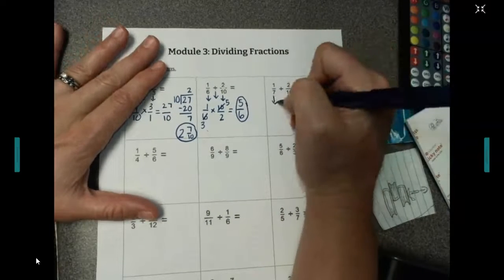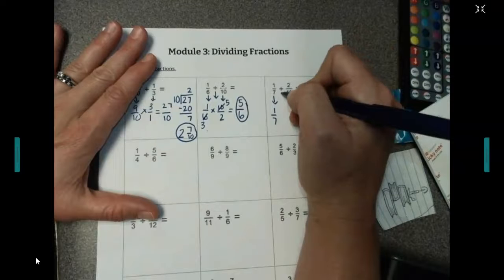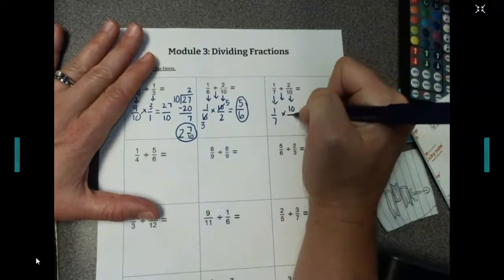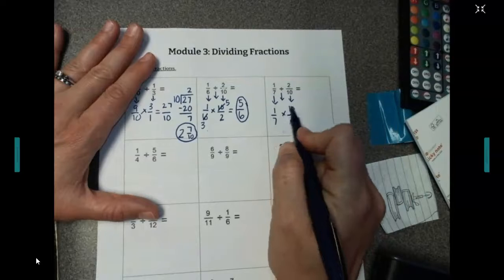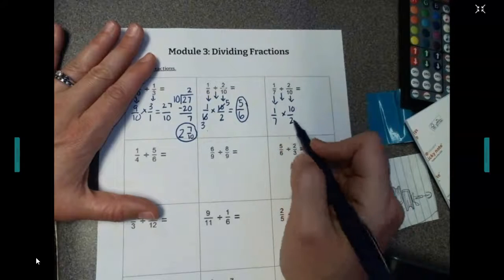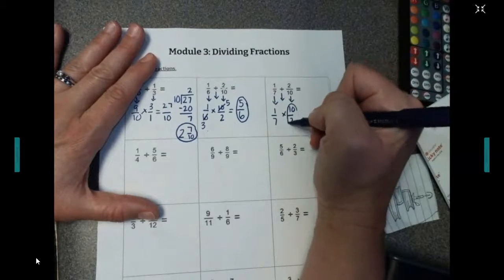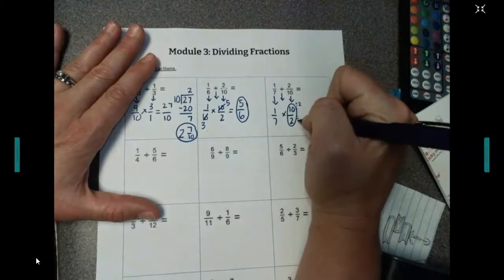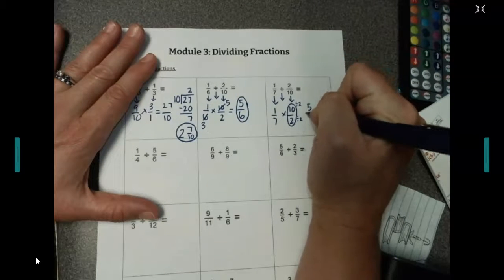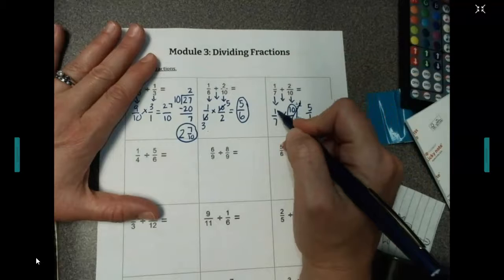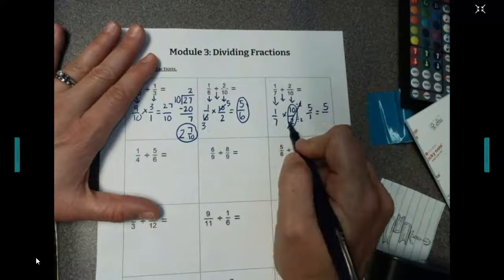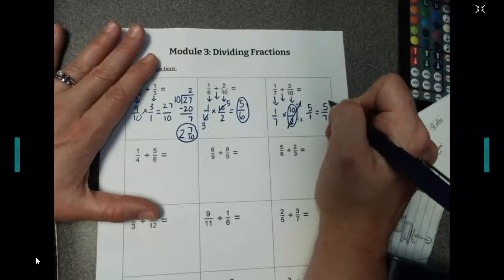Our next one, we're bringing down 1/7. Division changes to multiplication, and then we're going to flip. We cannot cross cancel here, but if you look at this, we can simplify that down before we multiply. So if I divide by 2, I get 5 over 1, and I'm going to now take 1 times 5 and get 5, 7 times 1 and get 7.